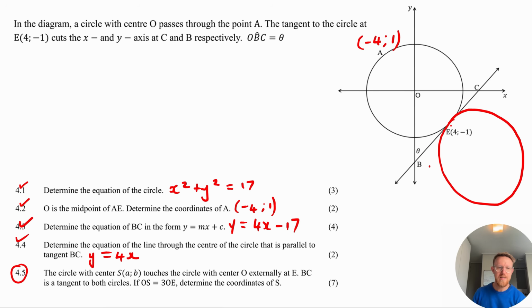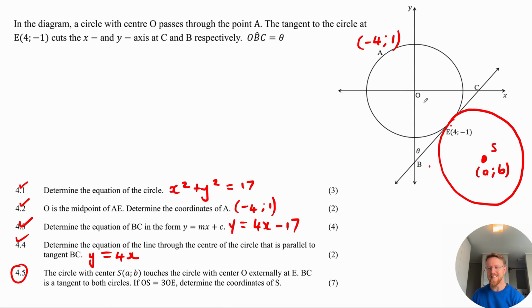Okay? So it says that the circle with center S, let's just say S over here, and let's say that its center is A and B, touches the circle externally at E. Okay, so there's E, fantastic, thank you. And it's a tangent to both. They say that the length of OS is 3 times the length of OE. So they're saying that this length here is 3 times the length of that over there. So quite interesting, but not difficult.